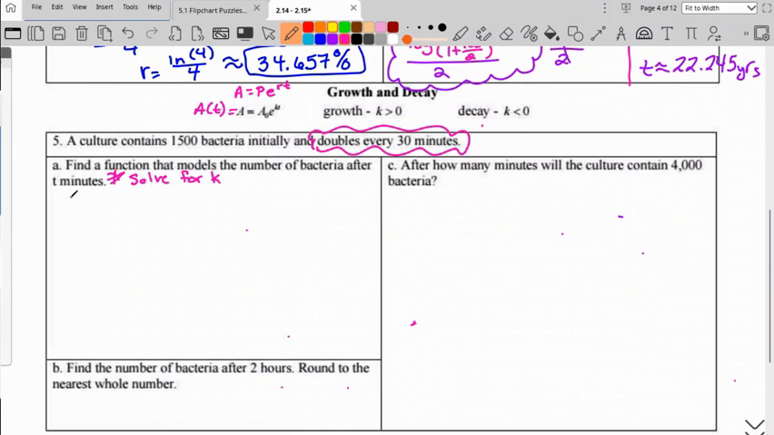1,500 doubled would be 3,000 equals the initial amount, 1,500, times e to the, we don't know the growth factor, but we're going to solve for it. What's the time it takes to double? 30 minutes. So I'm going to put 30 in there, and remember that my time is in minutes. Okay, let's solve for K, that growth factor. I'm going to divide both sides by 1,500. The 1,500s cancel, the 0s cancel. 30 over 15 is 2 equals e to the 30k.